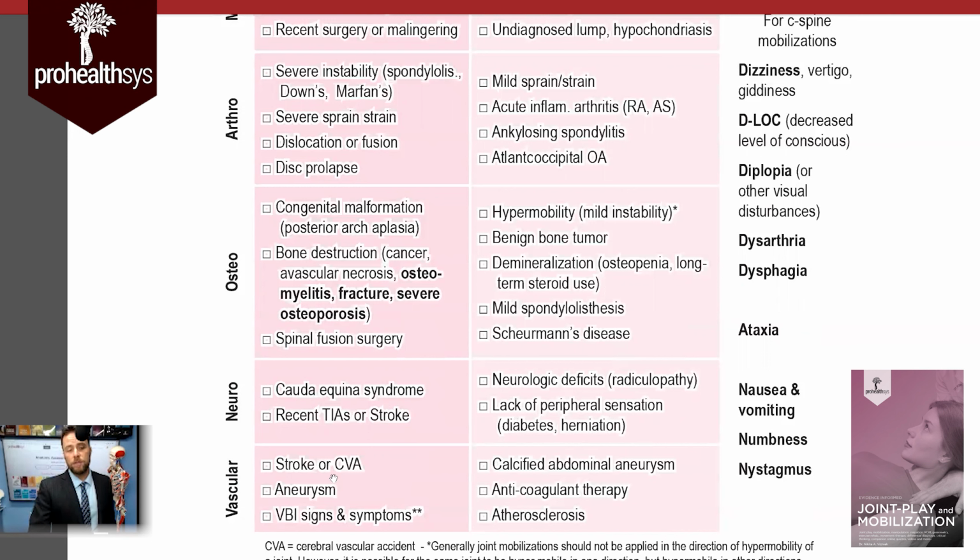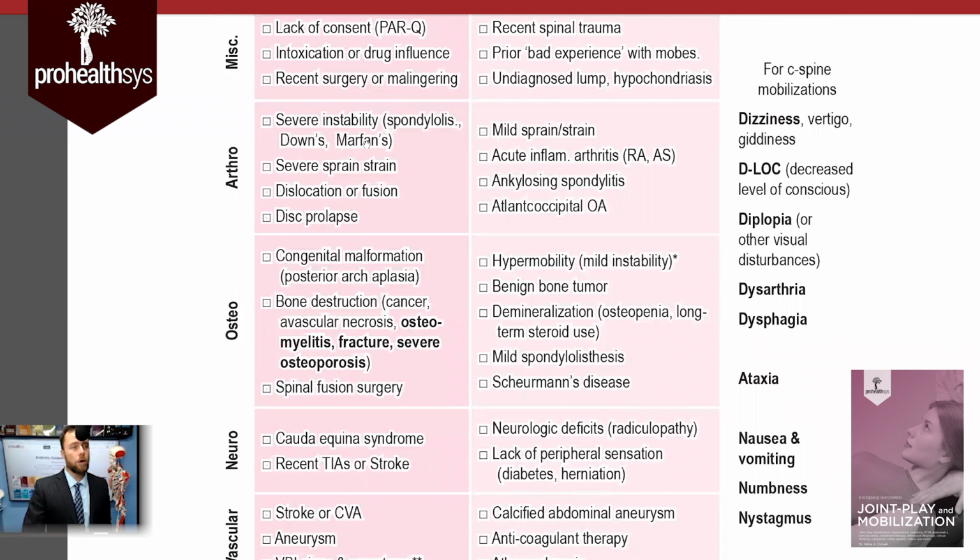And then vascular would be stroke or cerebrovascular accident, aneurysms, VBI signs and symptoms, which you need to know in your sleep. In fact, tonight you should wake up, or before Monday, because there's going to be a quiz on Monday, you should wake up and be like, dizziness, dysphagia, diplopia, dysarthria, drop attacks, ataxia, nausea, numbness, nystagmus, done. All right. And then the other vascular ones are going to be calcific abdominal aneurysm. You don't want to push too hard into the abdomen with those. Anticoagulant therapy and atherosclerosis may have you modify treatment potentially. So this is a fairly long list, fairly intensive, but are there any questions on that?